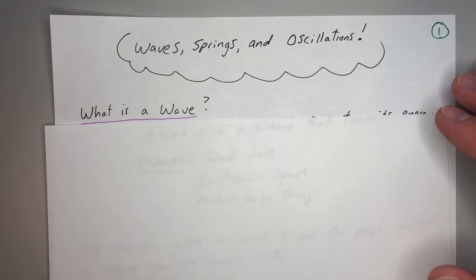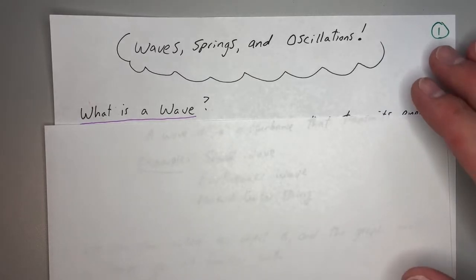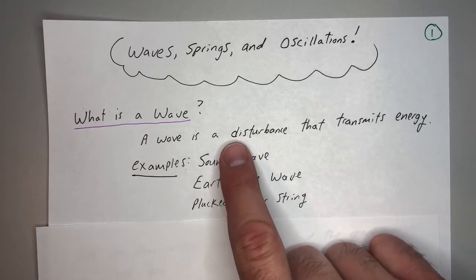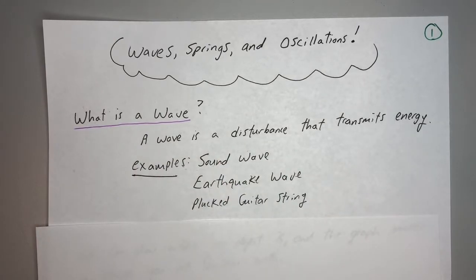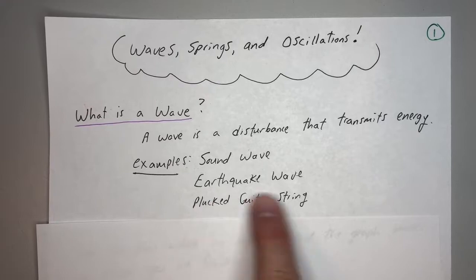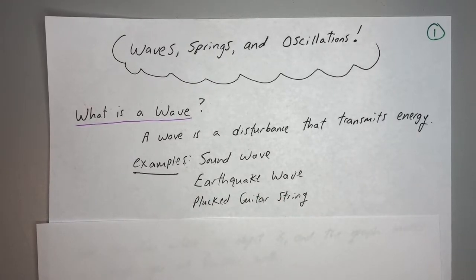And you think back, a lot of people can think about examples of waves, like maybe an earthquake wave, or the wave at a baseball game, or an ocean wave. But at the heart of every wave, a wave is a disturbance that transmits energy. So some vibration or disturbance, and the end result is a transfer of energy. And we can have sound waves, earthquake waves, a plucked guitar string, and just different things like that. So you have a disturbance that transmits energy.